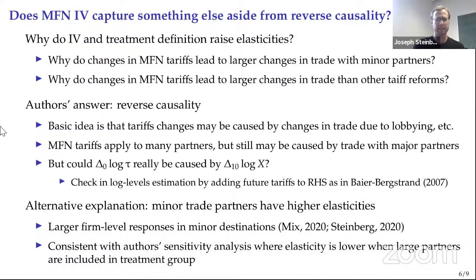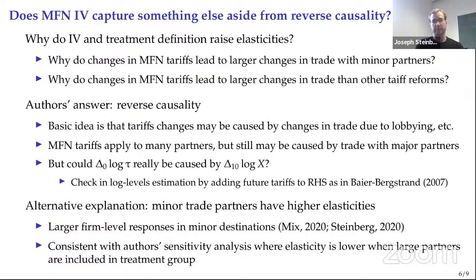I'd also like to get deeper into the economics of the IV. I think the authors do propose a pretty solid potential explanation, reverse causality. I'd like to know, number one, do we actually see reverse causality in the data? And that's something that you can go out and test. I'm a little bit skeptical that, for example, 10 years out, trade could be causing tariff changes today, but maybe it could be. Regardless, I think we should check.